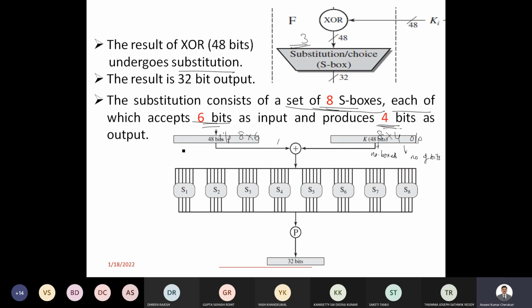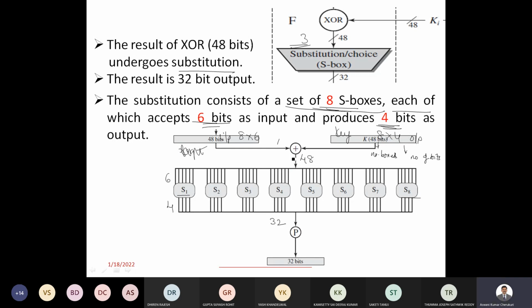So pictorially, this is your right half of 48. This is the key of 48. They are combined, which is now 48. Now there are 8 boxes, S1 to S8. Each is taking 6 bits as input, producing 4 bits, right? So this becomes 32.